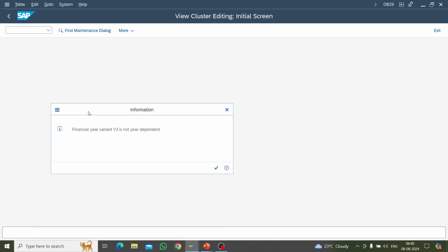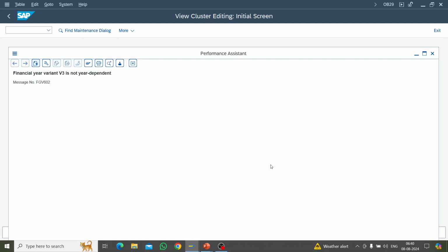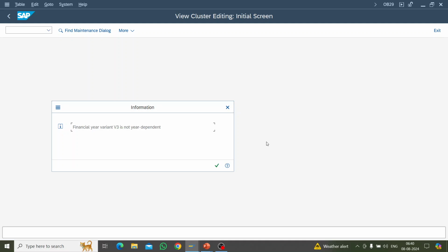See, another beauty of the shortened fiscal year, the moment you click it, is that financial year variant V3 is not year independent. Remember, any kind of shortened fiscal year variant will always be year dependent. It will never be year independent. Be very sure about it and look at the information it gives. Just to read you out for your understanding, I have just shown it to you.